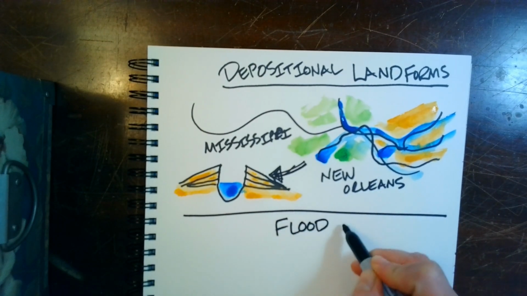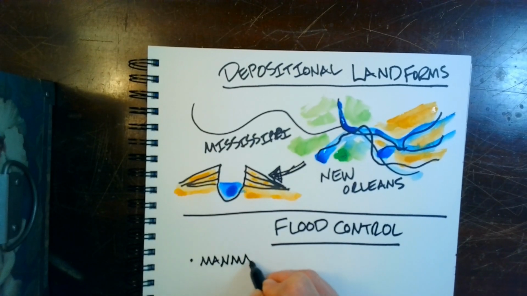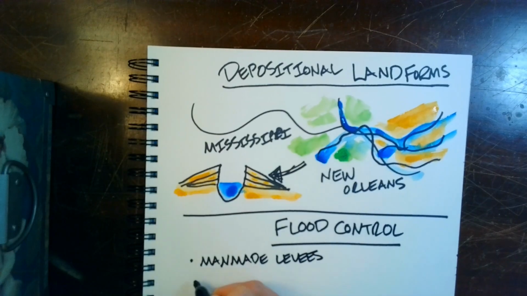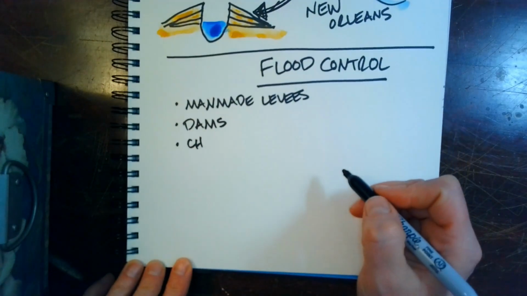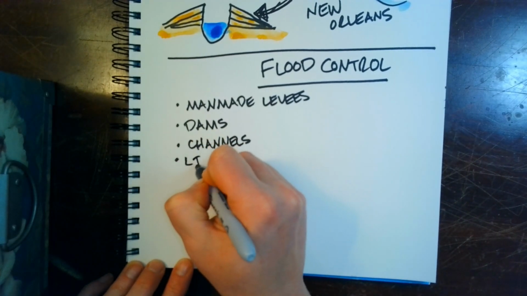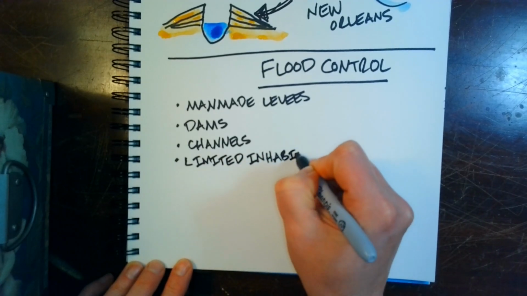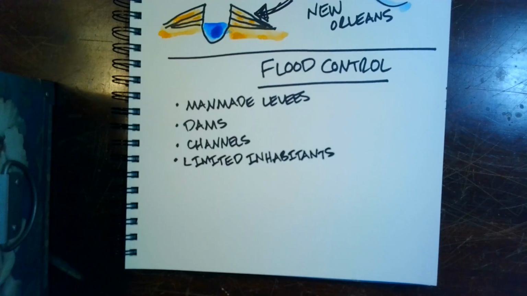Humans like living near rivers because it's a source of water and a source of transportation. The Mississippi Delta has been heavily populated since at least the 1700s by European settlers. Flooding has always been a part of the system, and so humans respond by building levees and dams and drainage tiles and diversion channels.